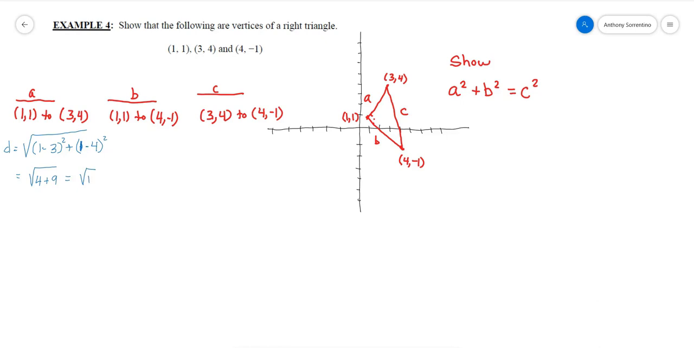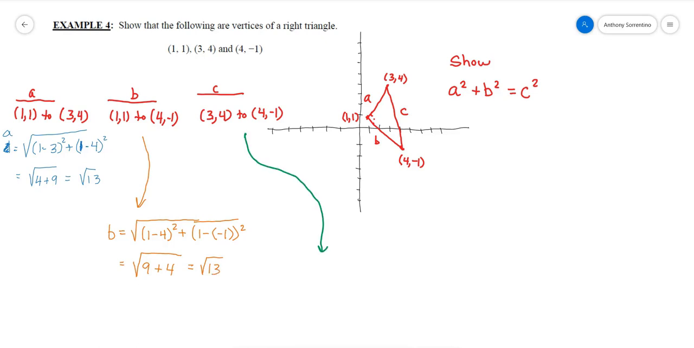And that equals the square root of 13. And instead of calling that D, I really should just call it A, because that's the distance A. So the distance A is the square root of 13. B, same thing. 1 minus 4 is negative 3, squared is 9. 1 minus negative 1 is 2, squared is 4. So I get another square root of 13.